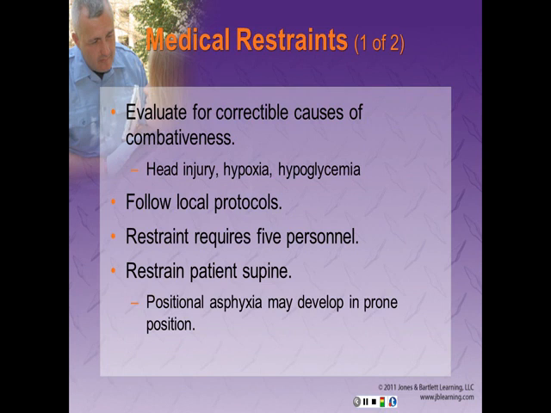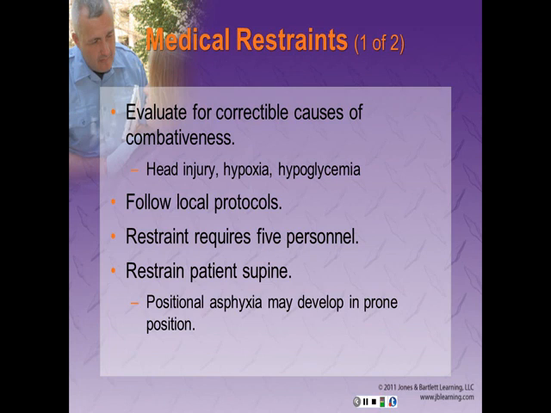Medical restraints. First, evaluate the patient for correctable causes of combativeness. These include head injury, hypoxia, and hypoglycemia. Follow your local protocols. You need to obtain medical control authorization if that is necessary within your protocol. There may be consequences for either applying the restraints or failing to restrain the patient who should have been restrained.